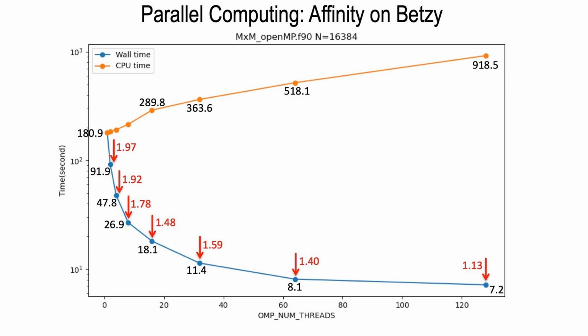Close binding demonstrates better performance compared to spread binding on the Betzy Linux cluster when using 64 or 128 threads. On the other hand, spread binding has better performance when using 16 or 32 threads. In our next video, we'll provide a summary of our OpenMP experiments on both the Fram and Betzy Linux clusters.